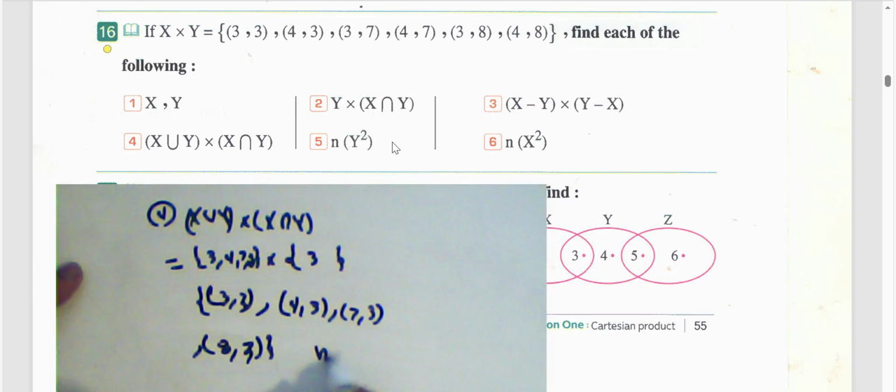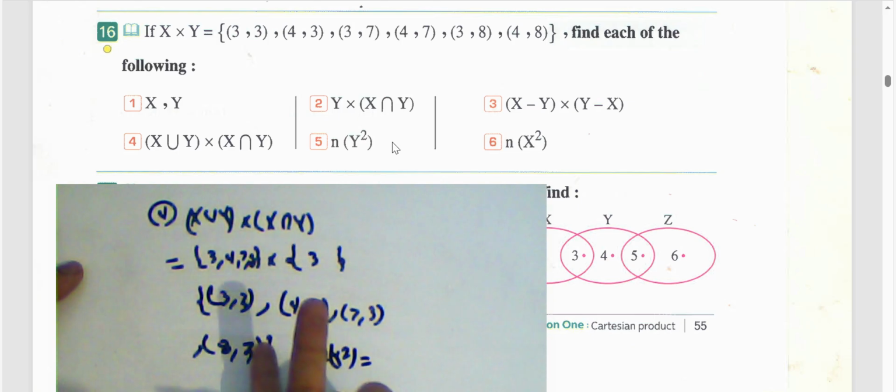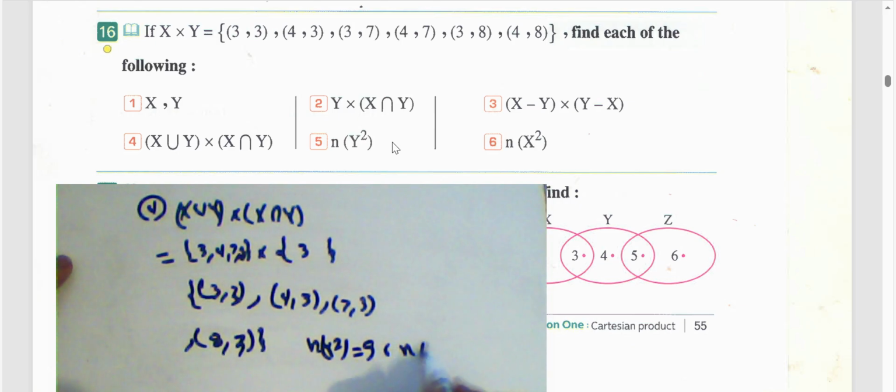Number of y squared. Y has how many elements? Y equals 3, 7, 8. 3 elements, 3 power 2 is 9. And x has how many elements? We have 3 and 4. 2 elements, 2 power 2 equals 4.